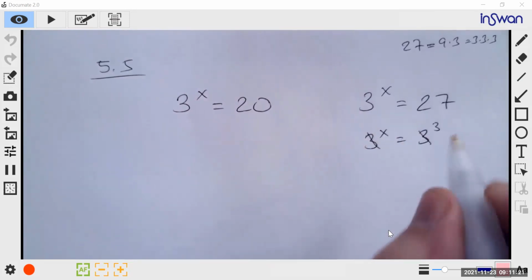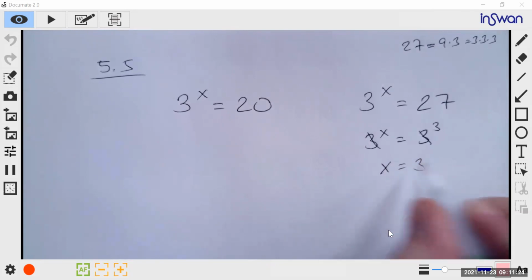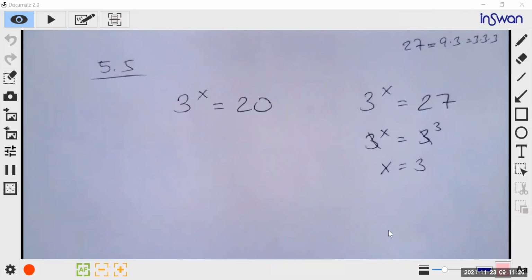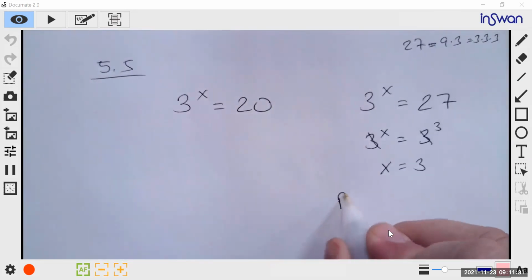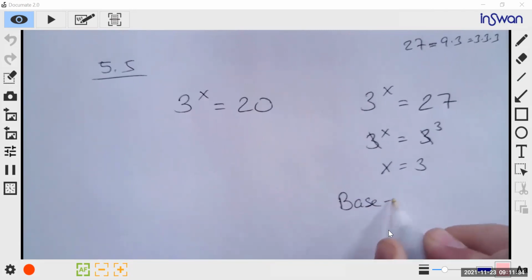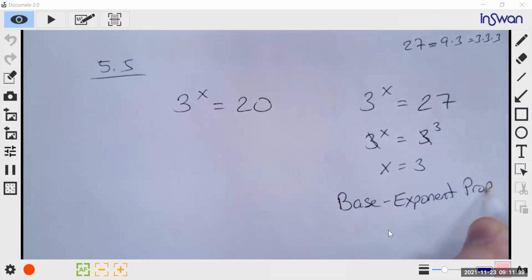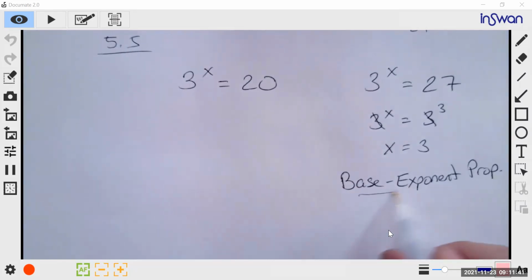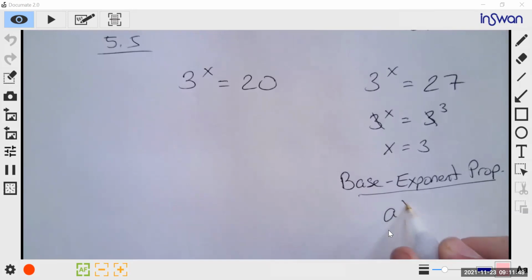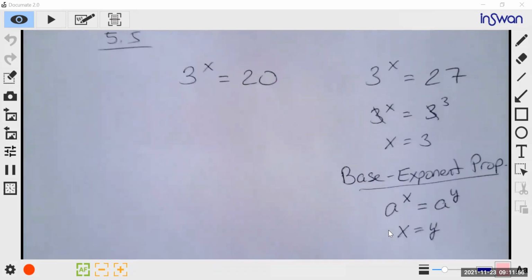Since the bases are the same, the only way they can be equal is if the exponents are equal. That's called the base exponent property. If a to the x equals a to the y, then x has to equal y to be true.